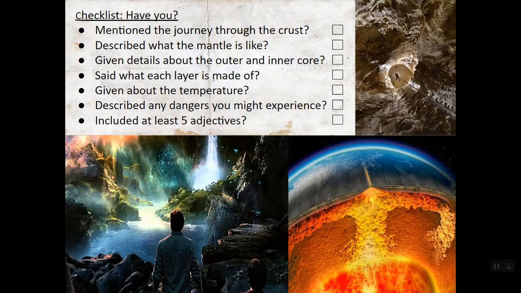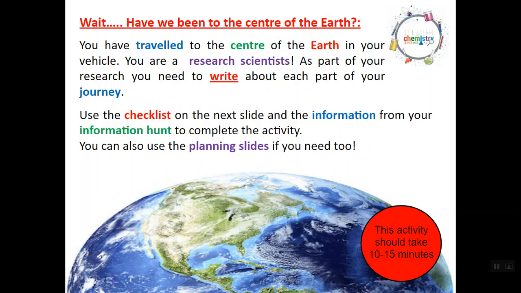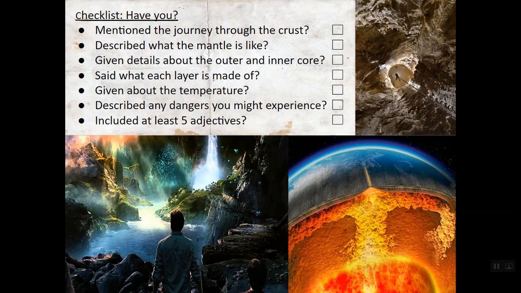You're going to write another piece of writing about travelling to the centre of the Earth. So you've travelled to the centre of the Earth in your vehicle. You're a research scientist. As part of your research, you need to write about your journey during each part. Use the checklist on the next slide and the information from your information hunt, or just the slides that are there, to complete the activity. You can also use the planning sheets if you need to.